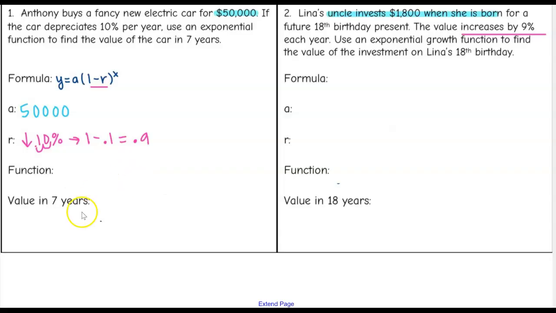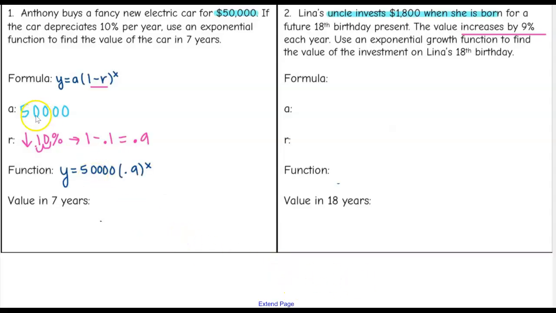All right, since it goes down, we're going to take the 10%, and we're going to convert it to a decimal. We're going to move that decimal 2 places. That's going to make it 0.1, and then we're going to subtract it from 1. So that's going to make it 0.9. So we're going to take that 0.9 and plug it into our function.